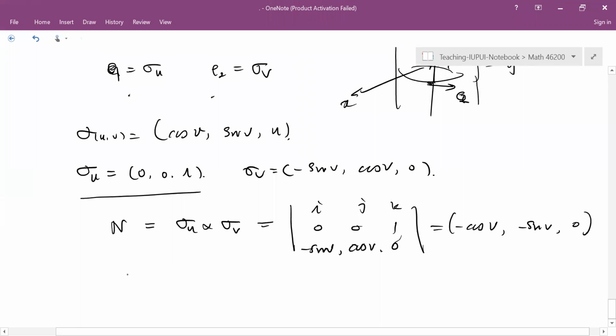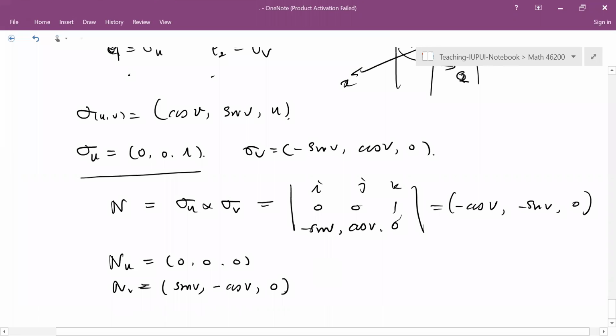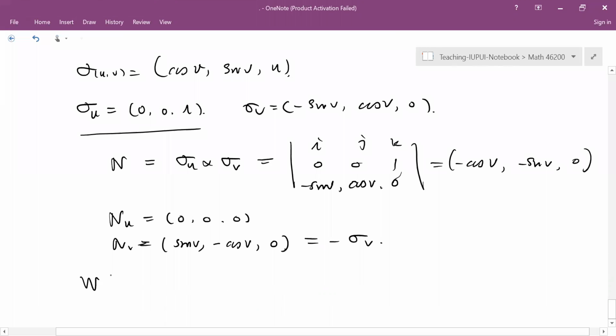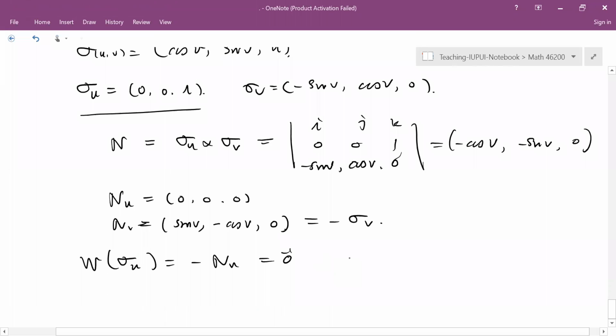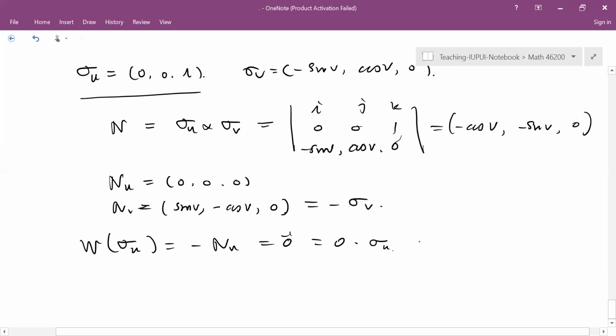Now, N_U is going to be 0, 0, 0, right? N_V is going to be sine V, negative cosine V, and 0, which is going to be negative sigma V. All right, so now we got the map. N_U is going to be the 0 vector, so it's 0 times sigma U. And for this one, negative N_V is sigma V, which is 0 times sigma U plus 1 times sigma V.